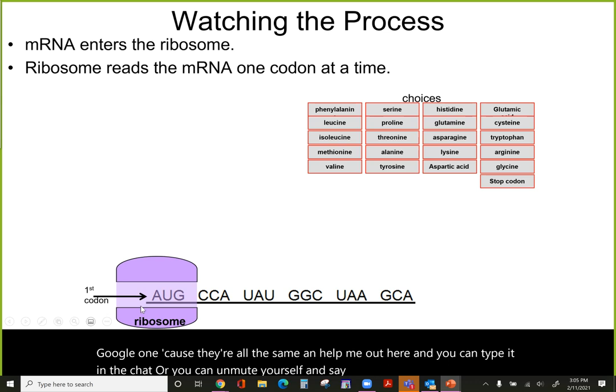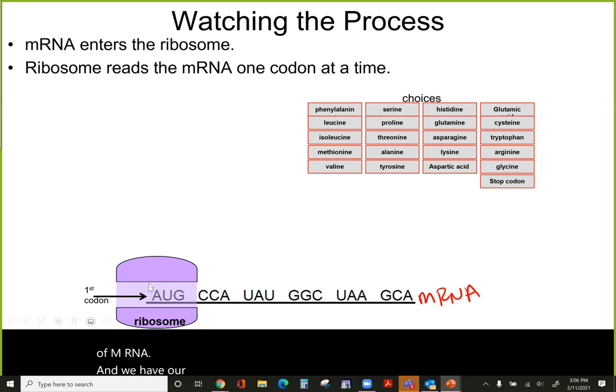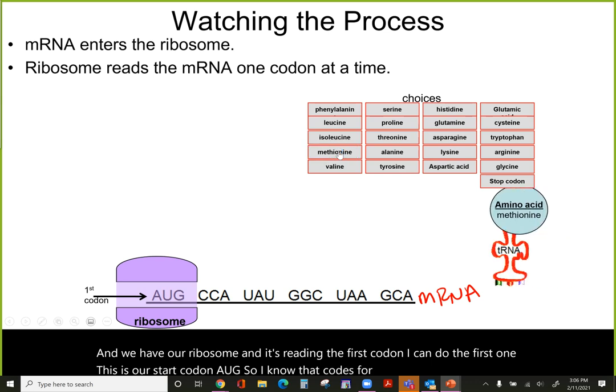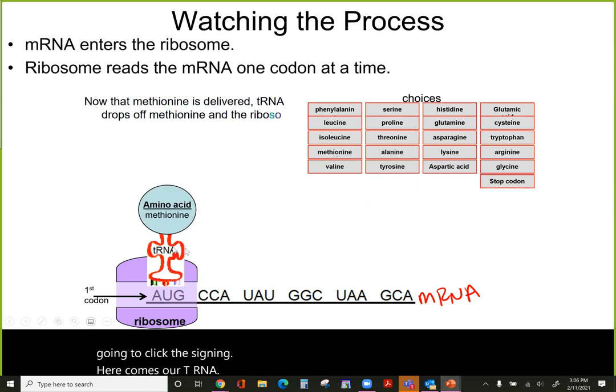So here we have a strand of mRNA. And we have our ribosome, and it's reading the first codon. I can do the first one. This is our start codon, AUG. So I know that that codes for methionine. So I'm going to click methionine. Here comes our tRNA. It's going to drop off that methionine.